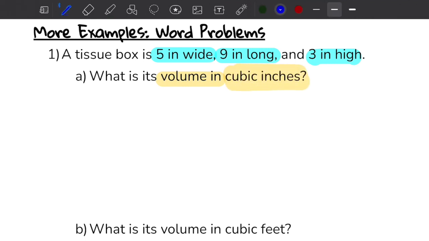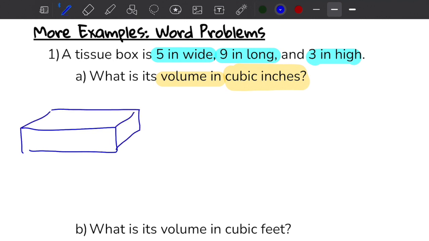So my advice is that whenever you encounter a question that gives you dimensions but no diagram, you draw a diagram yourself. Make sure that you have a visual before you get started. So I'm going to draw this tissue box, and it's going to look something like this. It doesn't have to be a perfect drawing. Now it's 5 inches wide, so this is 5 inches, 9 inches long, this is 9 inches, and this is 3 inches high.